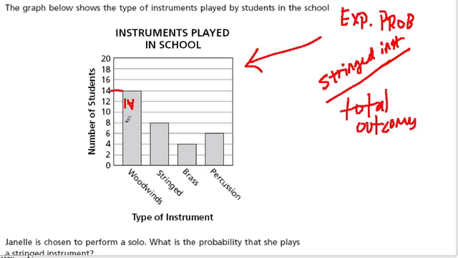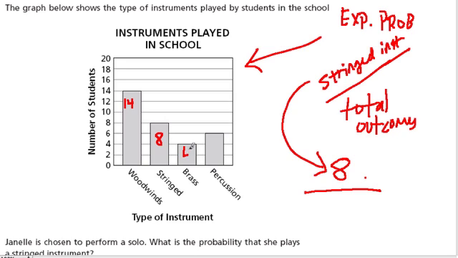Lines up right here. Let me just fix that, it didn't come out too well. So 14 woodwinds, and there are 8 stringed instruments. So we already know in our experimental probability that it will be 8 out of something because that's the number of stringed instruments. There are 4 brass instruments, lines up right there, and 6 percussion.